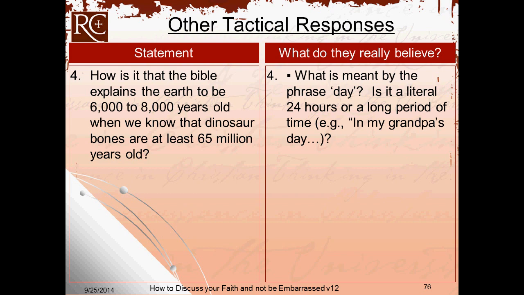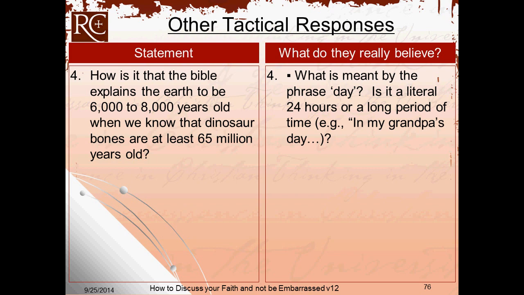So you may ask, what is meant by the phrase or term day? Is it a literal 24 hours or a long period of time? And I bring this up because the word day can mean many things. It can mean a literal 24 hours. It can mean part of 24 hours. And then there's this more generic term we use, where we use it in particular contexts.